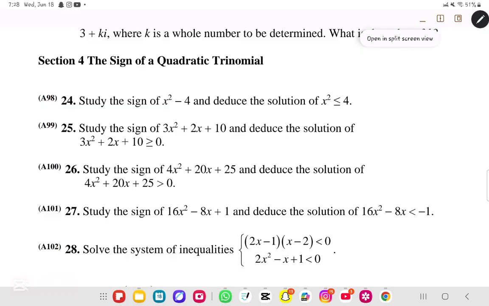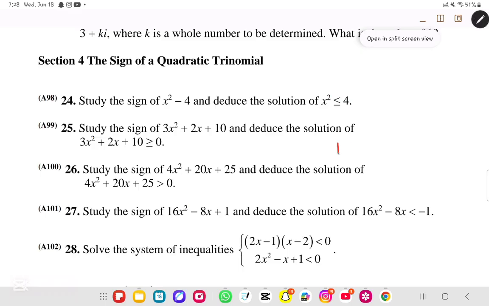They said in number 25, study the sign of 3x squared plus 3x plus 10 and deduce the solution of this. First of all, you're going to find the roots, okay? You guys should know by now how to find the roots. So in this case, the roots are what? We have two roots.